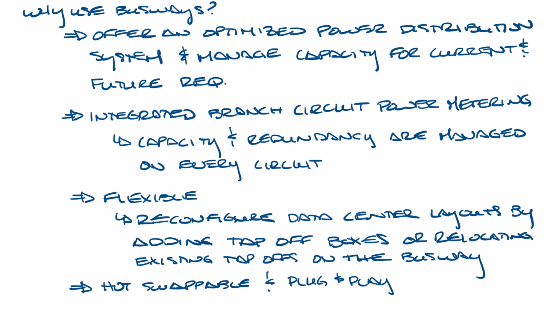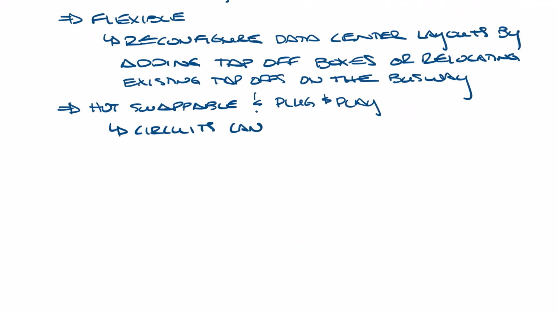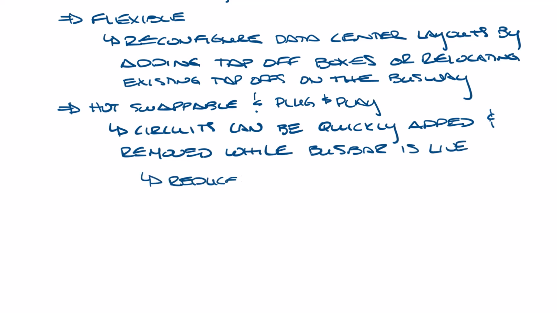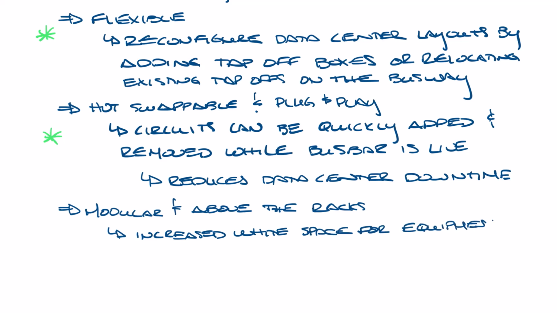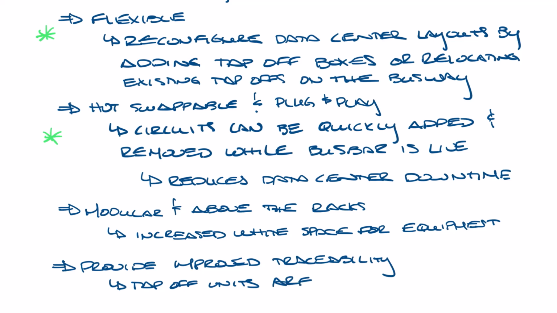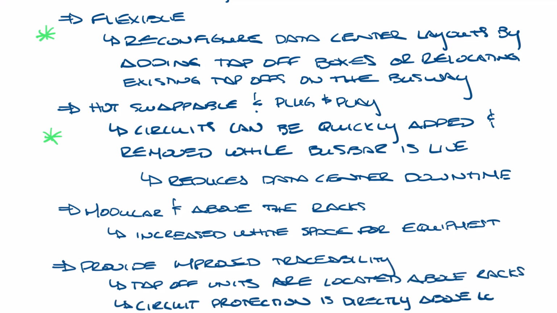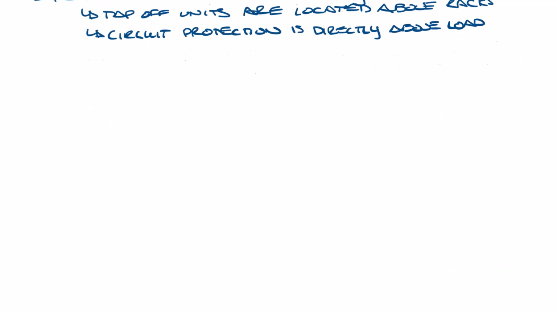This means that circuits can be quickly added and removed while the busbar is live, which reduces data center downtime. These are two of the biggest drivers for using busways. They're also modular and above the racks, which means increased white space for IT equipment. And they provide improved traceability because tap-off units are located above racks and circuit protection is located exactly above the load.